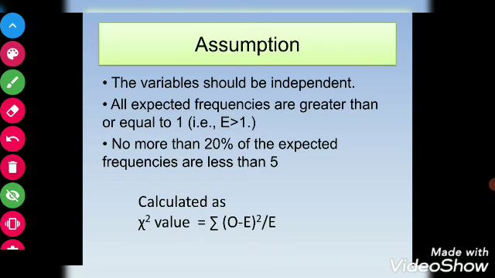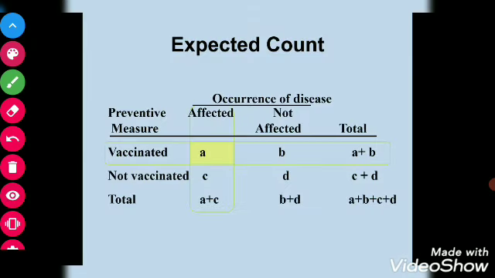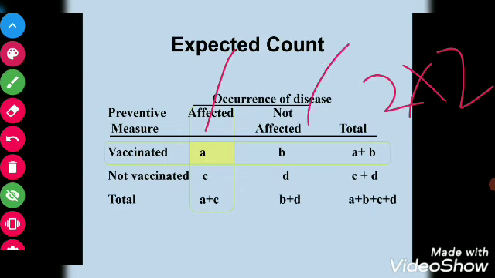Now this is the contingency table that I was telling you about earlier. What is the contingency table? Here this is a 2 by 2 contingency table. A 2 by 2 contingency table means there are 2 columns, first column and second column, and there will be 2 rows, first row and second row. That is why it is called a 2 by 2 contingency table.